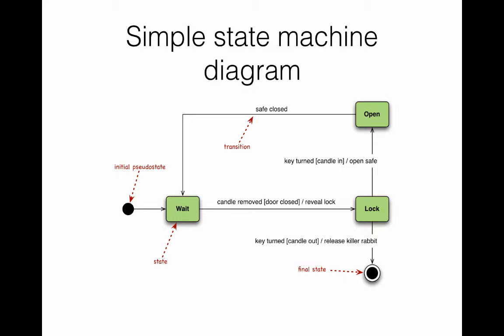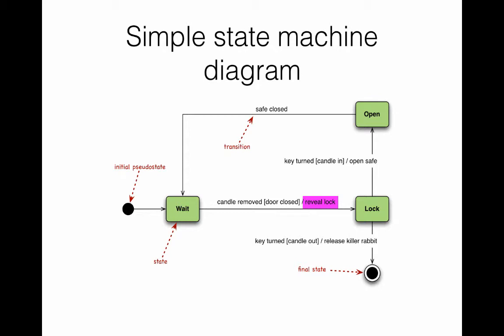That's because this trigger has a guard. The guard appears in square brackets after the trigger. It says door closed, meaning that the door must be closed before the trigger can have its effect. So let's put the candle back, close the door, and now try to remove the candle again. And this time, a lock is revealed, and we transition to the lock state.